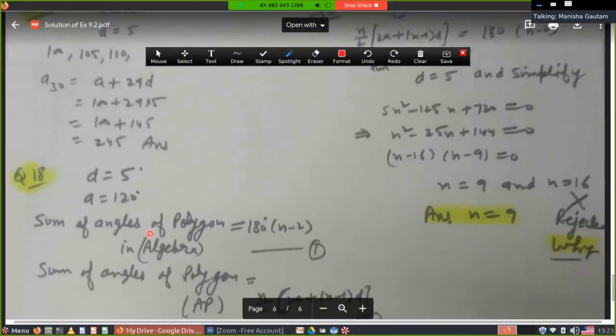Number 18, read the statement. The difference between any two consecutive interior angles of a polygon is 5 degrees, and if the smallest angle is 120 degrees, find the number of sides of the polygon. Okay, it means A is given as 120 and D is given as 5.